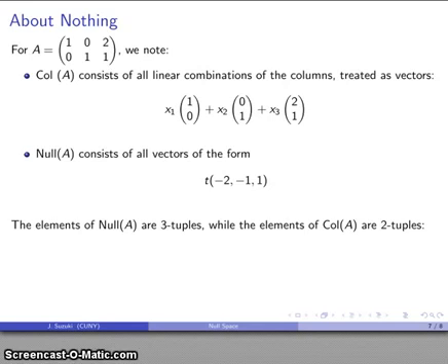Now, what we notice here is the elements of null A are 3-tuples. They consist of three ordered real numbers, while the elements of col A are all going to be 2-tuples of real numbers. And what that means is that these don't live in the same space. Col A and null A are only related by their matrix. This is not a subspace of col A. In fact, there is very little direct connection between col A and null A, except for what we get from the matrix that joins them.